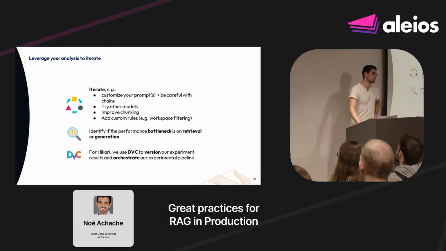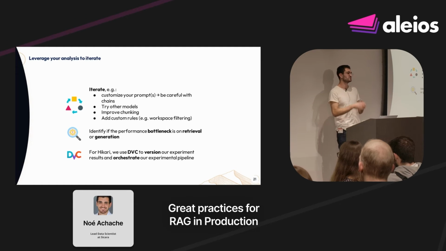Identify where the bottleneck is. You have two parts in your pipeline, retrieval and generation. For instance, if your retrieval is not working well, then your generation part won't be able to work well because it won't have anything to work with. So identify where your bottleneck is to know what to iterate on.